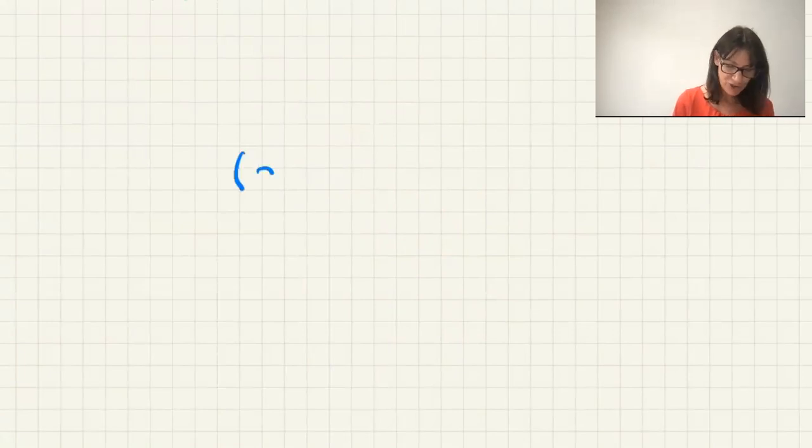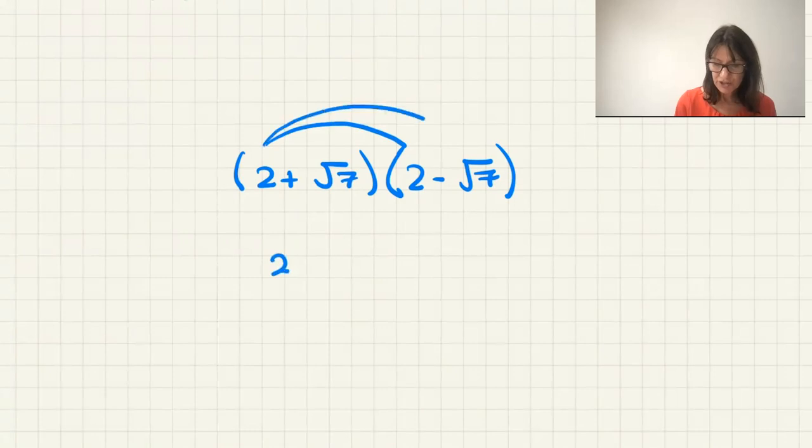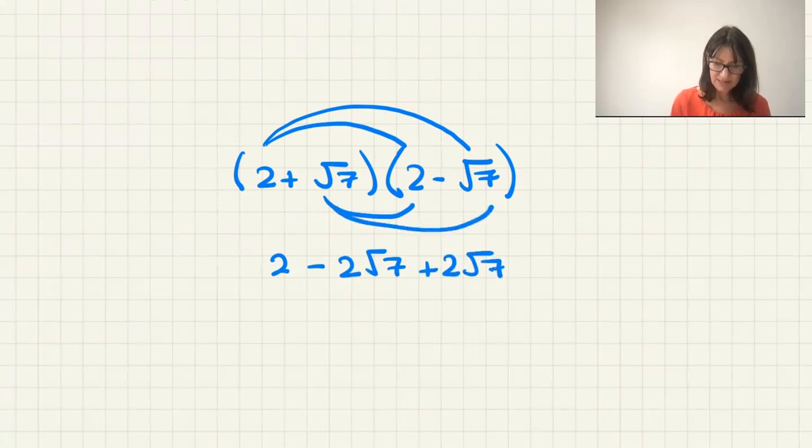So I have got 2 plus root 7, and then I've got 2 minus root 7. Now, watch what happens when I expand this. 2 times 2 is 4. 2 times negative root 7 is negative 2 root 7. Root 7 times 2 is 2 root 7. And then root 7 times negative root 7 is minus 7. Negative and a positive makes it negative, and the root is cancelled out.